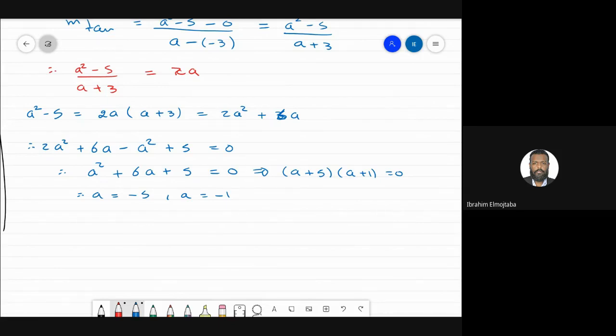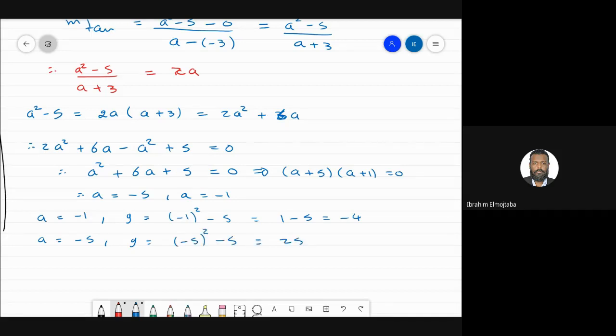بعدين نوجد قيمة المقدار عند ال A، لأنه قال البوينت أو points. فلما ال A تساوي minus 1 ال Y بتساوي x square minus 5، يعني minus 1 square minus 5، راح تكون 1 minus 5 اللي هي minus 4. لما ال A equal minus 5 ال Y بتساوي A square minus 5، يعني minus 5 square minus 5.